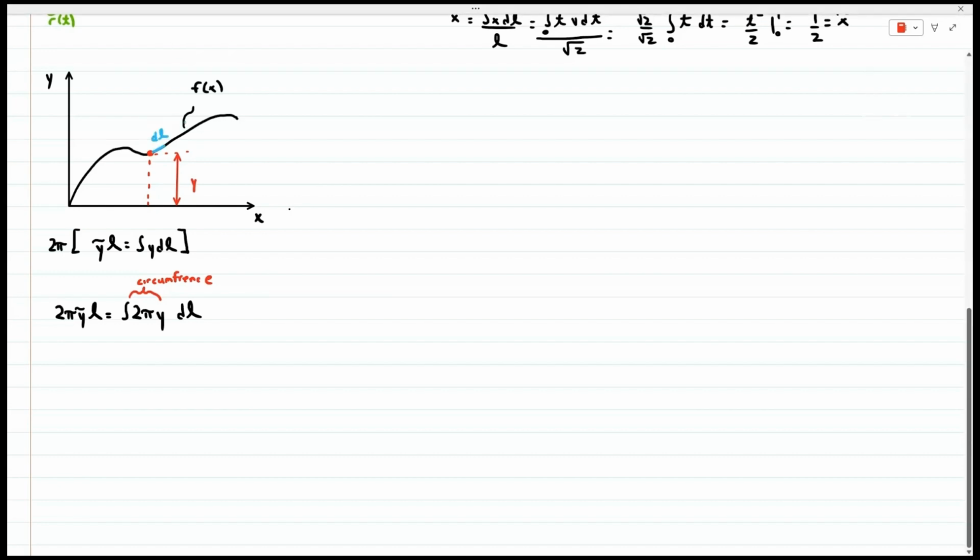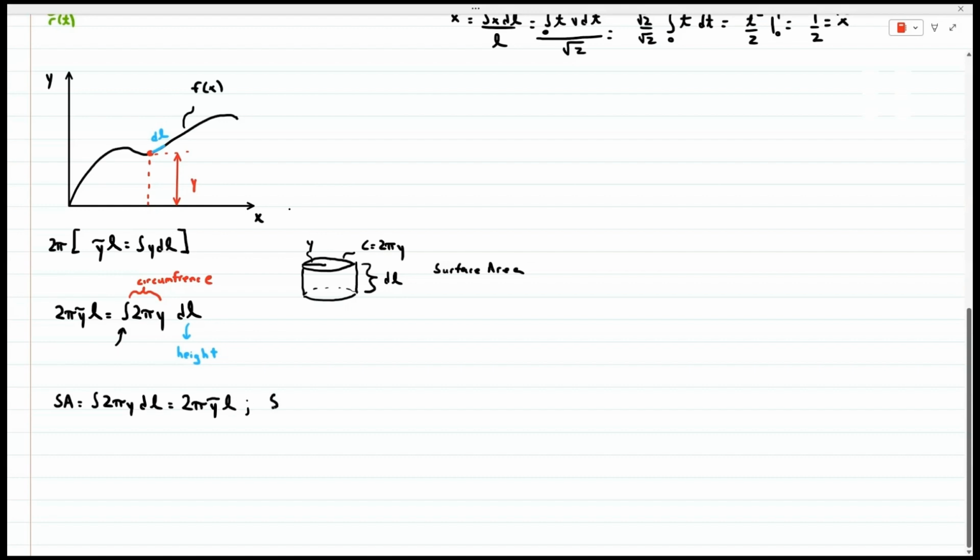What about the dl term? That will be the length of a small position vector. If we take a circumference and multiply it by a height, what we're getting is a surface area, right? The radius of that would be y. The circumference is 2 pi y and its height would be dl. That's a surface area. If we add up all those little surface areas, we get a total surface area, and that can be computed here with this relation.